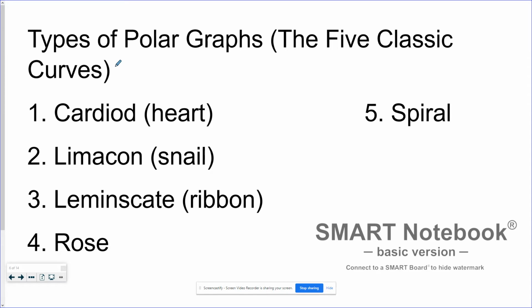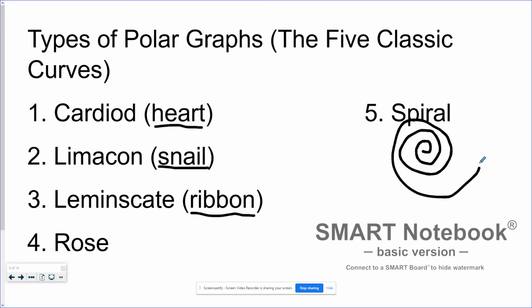For section 2, there are 5 types of curves that we're going to talk about. There's cardioid, limacon, lemniscate, rose, and spiral. Again, I don't mandate that you memorize these. I don't, to be honest, even care if you're able to name what a cardioid, lemniscate, etc. is, as long as you know, okay, cardioid looks like a heart, limacon looks like a snail, ribbon is a lemniscate, rose, and spiral.